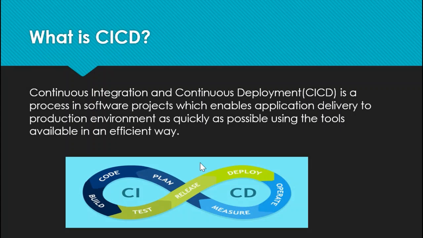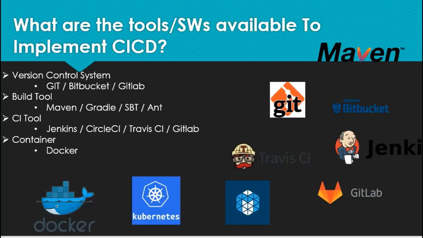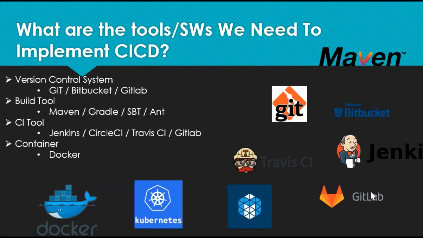So you can automate the complete process from pulling the source code from Git or Bitbucket or any source control management system. So what are the tools available in the market to implement the CI/CD pipeline? What are the tools you require? What are the tools or software we need to implement CI/CD?